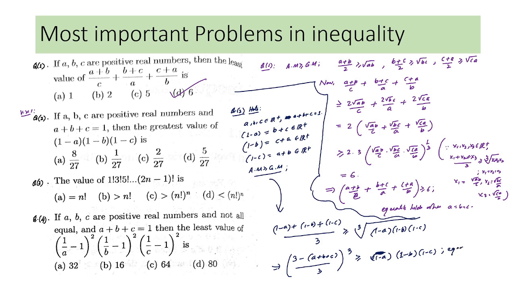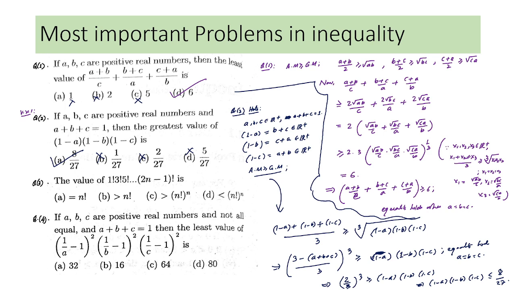So equality holds when 1 minus A equals 1 minus B equals 1 minus C, that means A equals B equals C. So what is A plus B plus C? This is 1. So (2 by 3) whole cube is greater than or equal to 1 minus A, 1 minus B into 1 minus C. So that means 1 minus A into 1 minus B into 1 minus C is less than or equal to 8 by 27. So this is the greatest value. Here the question is the greatest value of 1 minus A into 1 minus B, 1 minus C. That will be 8 by 27, and all other options are false.